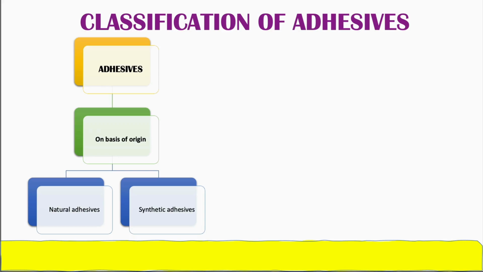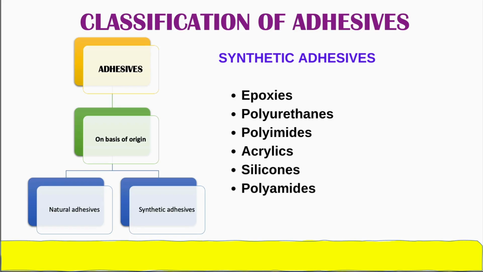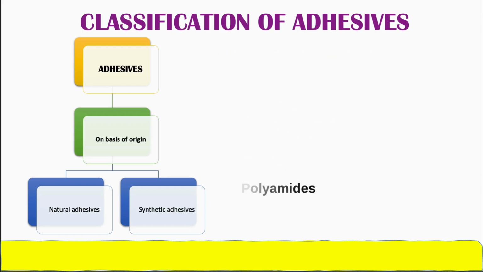Natural rubber is one of the oldest glues, which is the latex glue. Natural rubber glues are prepared from water based latex emulsion, which is basically of plant origin. The second type of adhesives on the basis of origin are the synthetic adhesives. For example, you have epoxies, polyurethanes, polyimides, acrylics, and polyamides, prepared in the laboratory, thereby forming an example of synthetic adhesives, basically synthesized in the laboratories.